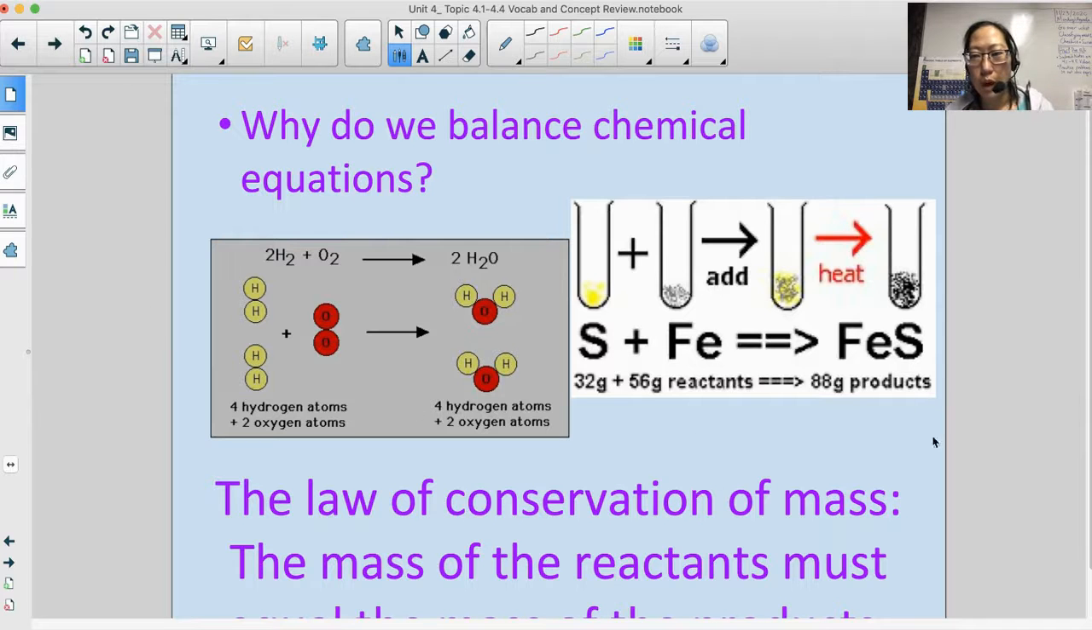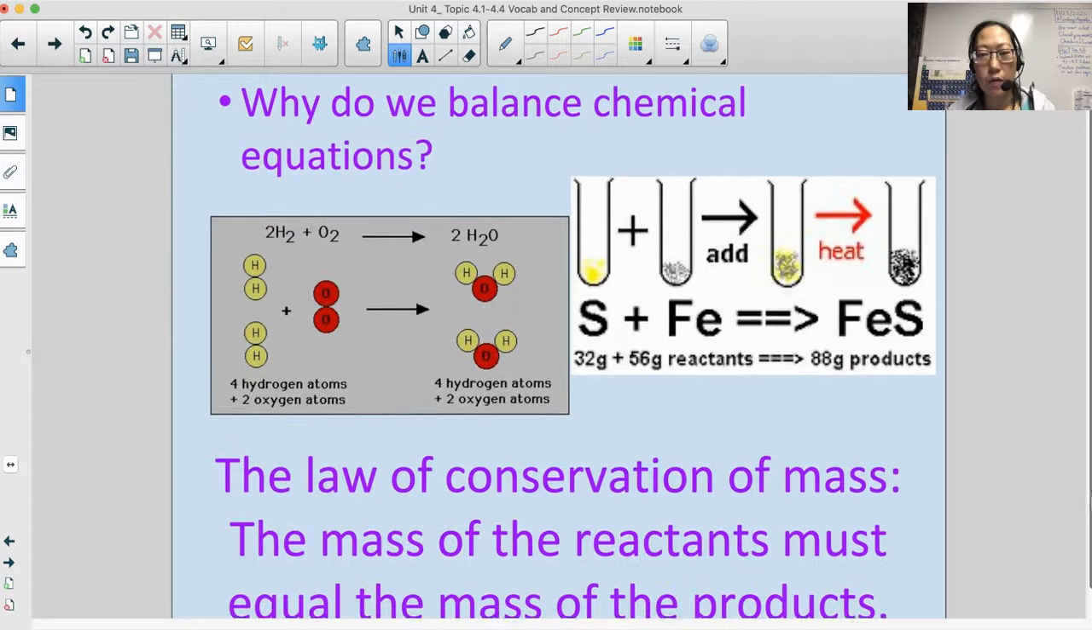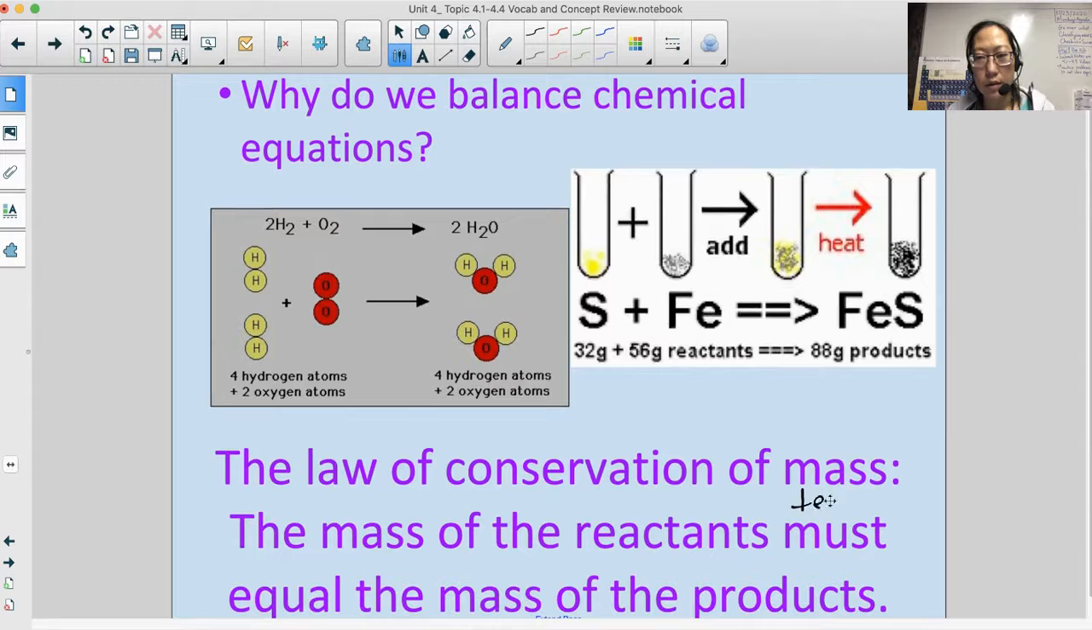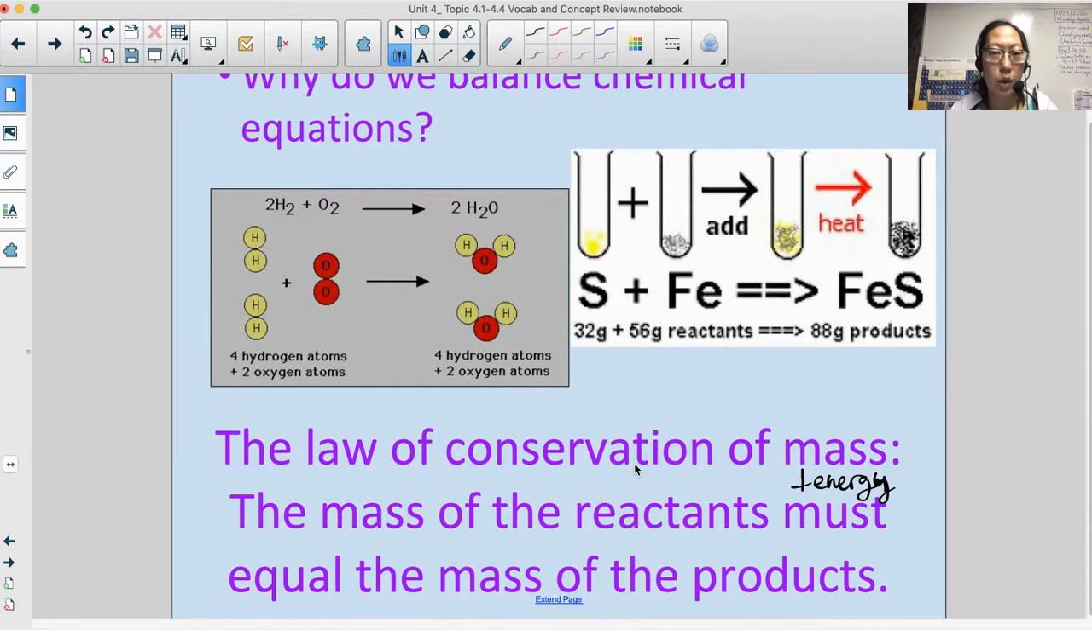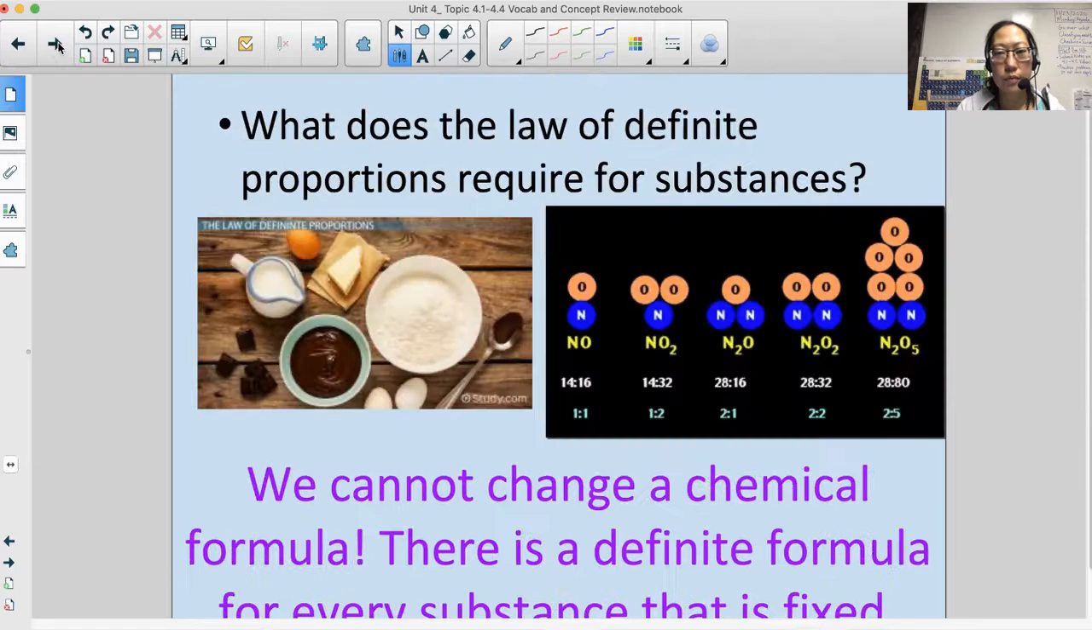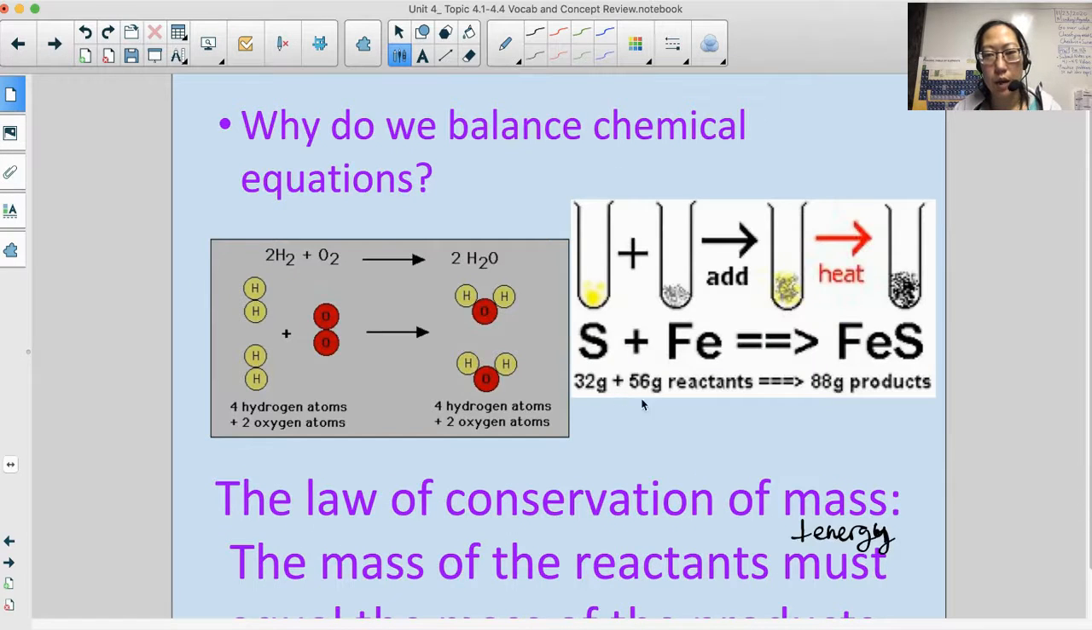So the reason why we balance chemical equations is because of the law of conservation of mass and energy. Energy is part of this, but we have to have the mass of the reactants equal the mass of the products. We can't destroy or create new mass, so that law has to hold true. Going back here, just keep in mind, if the reactants weigh this much, our products have to weigh the same.